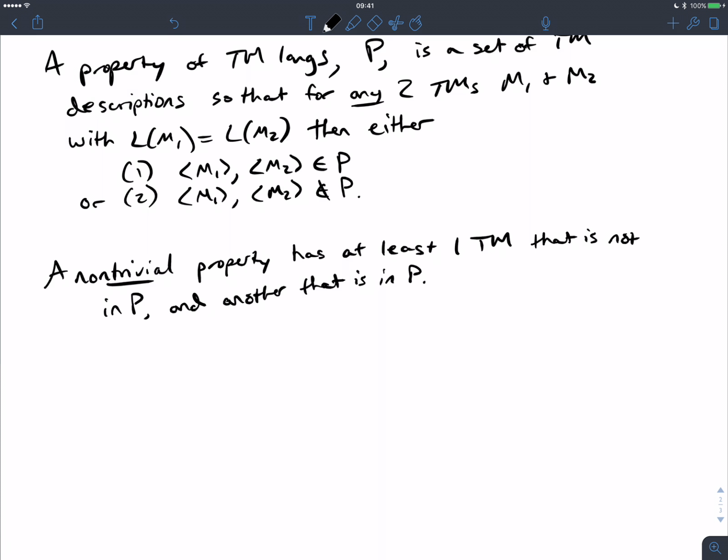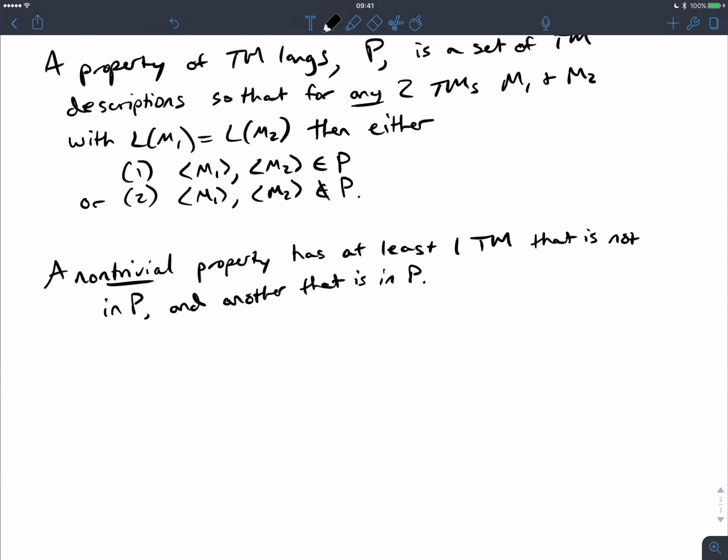Okay? So, like for instance, ETM is a set of Turing machine descriptions. Of course, there are some Turing machines that have empty language and thus are in ETM, and some that are not in ETM because they have non-empty language. So ETM would be a non-trivial property in this case.